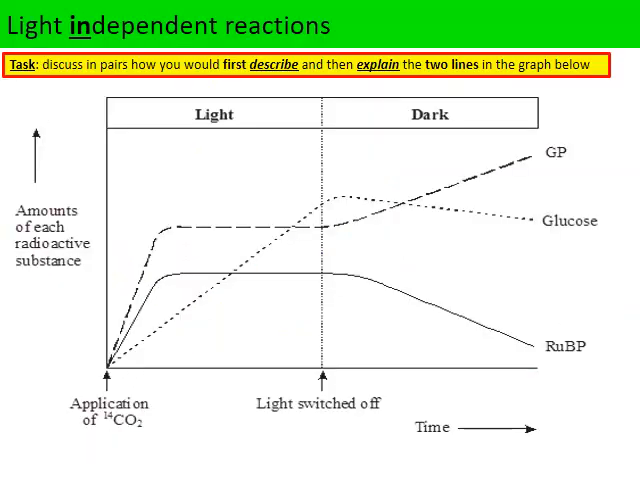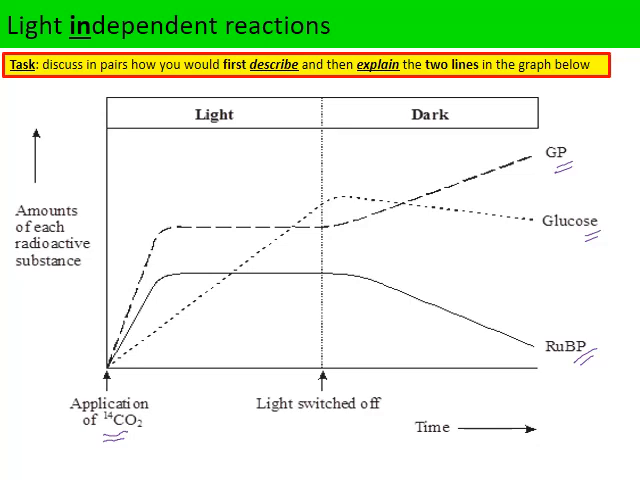Now, this is a very typical exam question that you might see on an exam script. Now, the graph represents the amount of radioactive carbon incorporated into 3 molecules: glycerate 3-phosphate, glucose, and ribulose bisphosphate. Now, the radioactive carbon is C14. So what they've done is they would have put a bag probably over a leaf, and inside that bag would have been radioactive carbon dioxide.